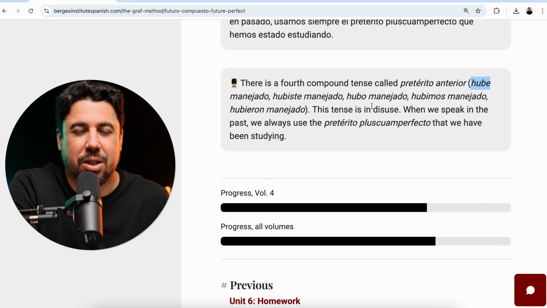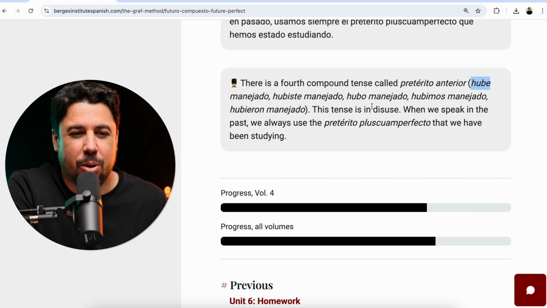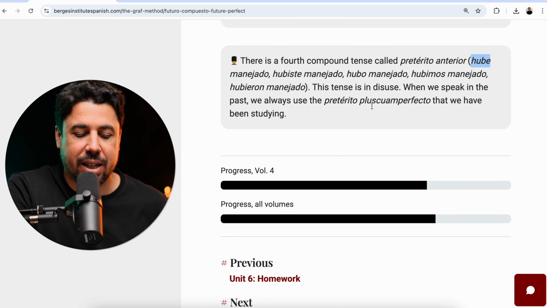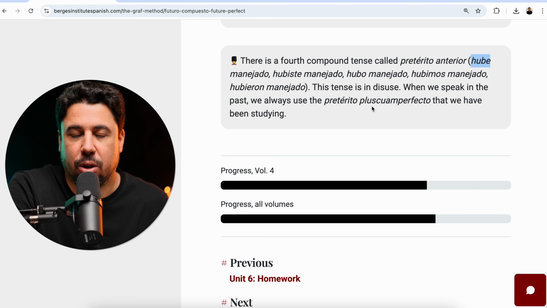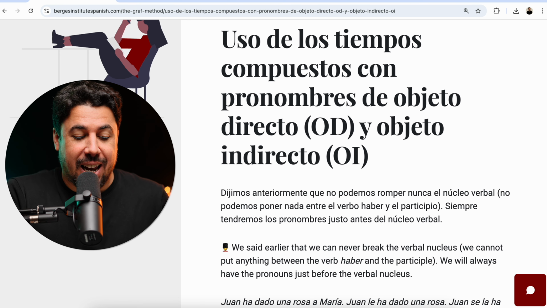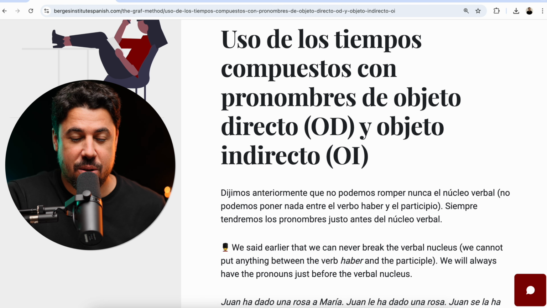We never use it when speaking. It's even awkward to use it. Sometimes in writing, some people use it, but even in writing, it is not common at all. So we can safely ignore this tense. Instead, we'll use the pretérito pluscuamperfecto that we know. Yo había manejado.